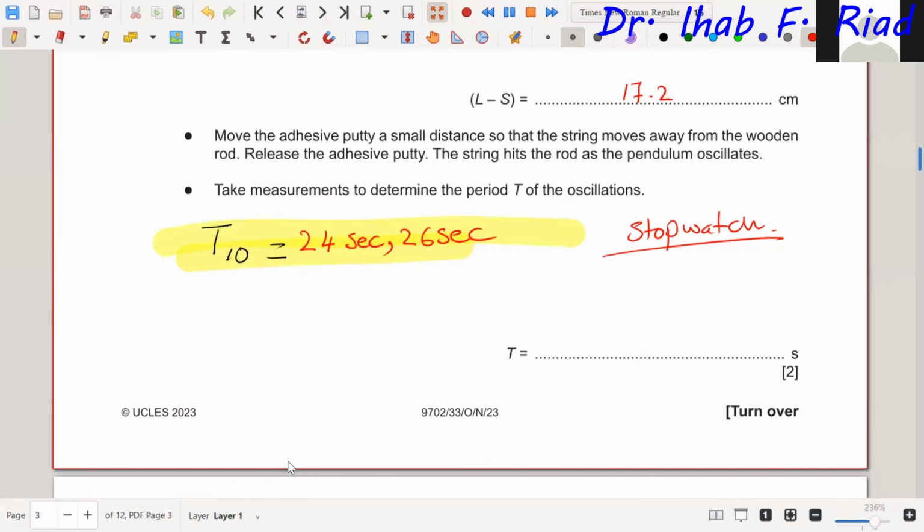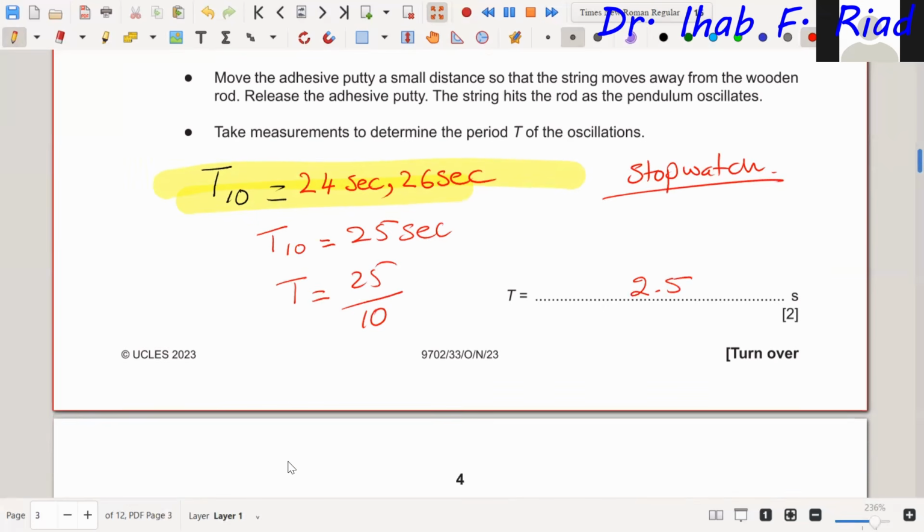Okay, so we do 10 oscillations. For example, we get 24 seconds, 25 seconds, 26 seconds. So the time for 10 oscillations is 25 seconds. The time for one oscillation is 25 divided by 10.